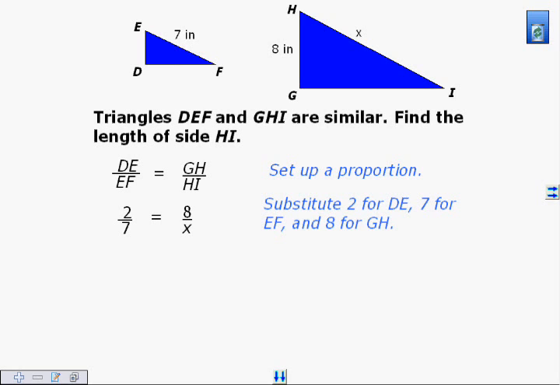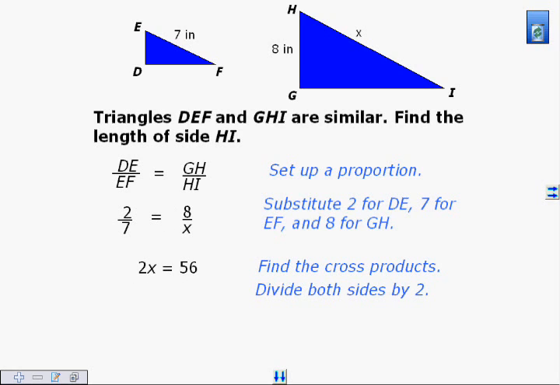XMed. Cross multiply to get your equation and divide. Cross multiply. 7 times 8 is 56. 2 times X is 2X. Now divide both sides by 2. 56 divided by 2 is 28. So that side, HI, is 28 inches. Good job.